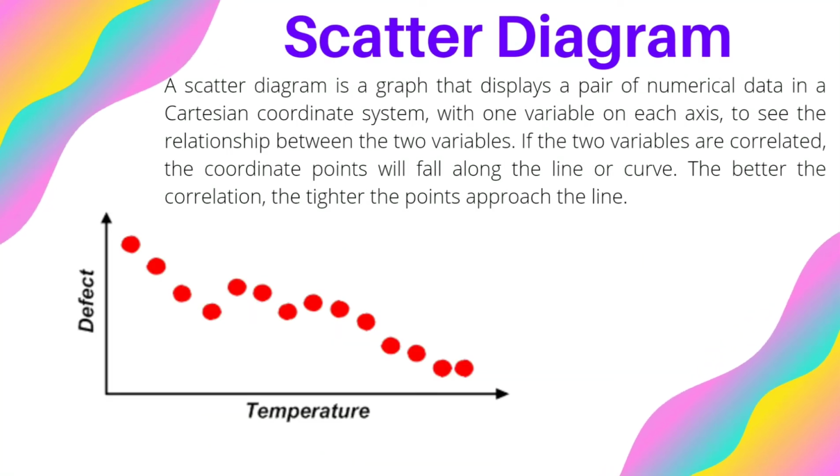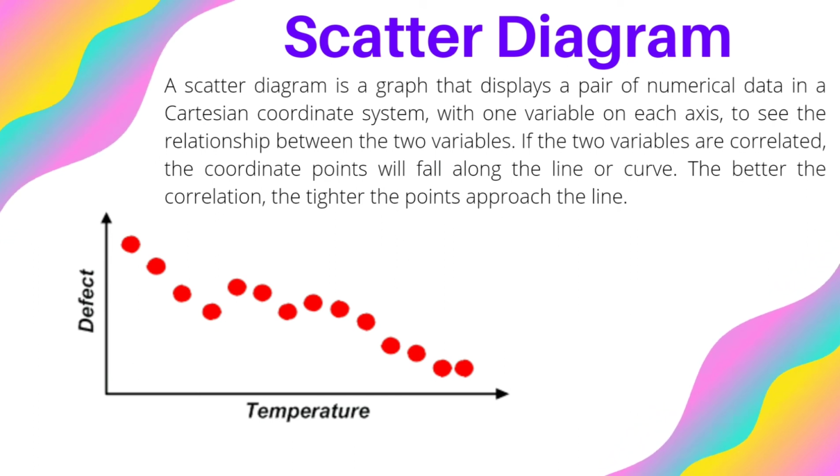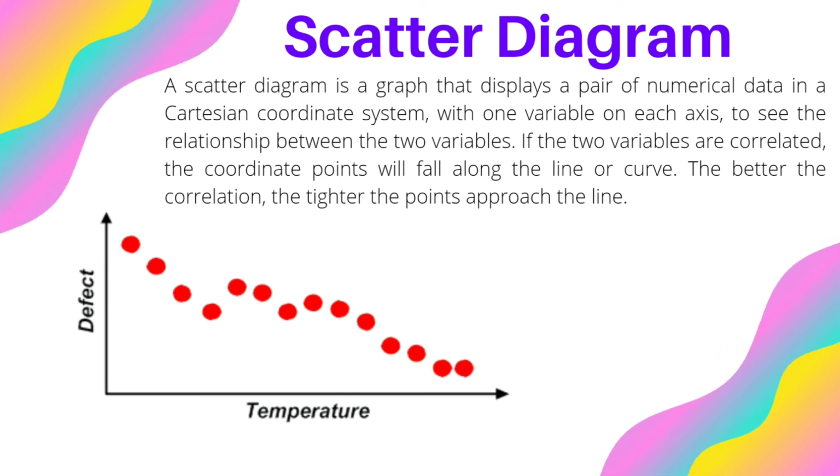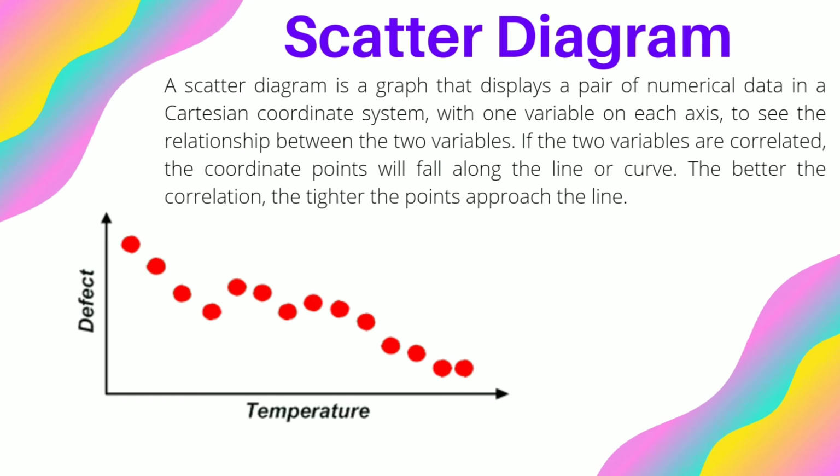Next is the scatter diagram. A scatter diagram is a graph that displays a pair of numerical data in a Cartesian coordinate system, with one variable on each axis, to see the relationship between the two variables. If the two variables are correlated, the coordinate points will fall along a line or curve. The better the correlation, the tighter the points approach the line.